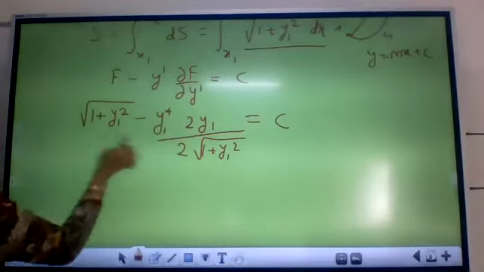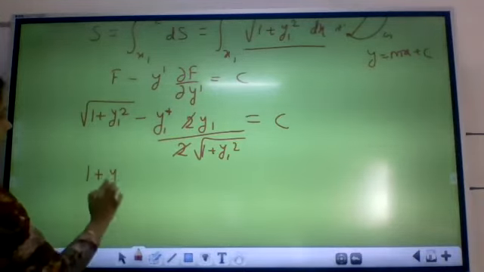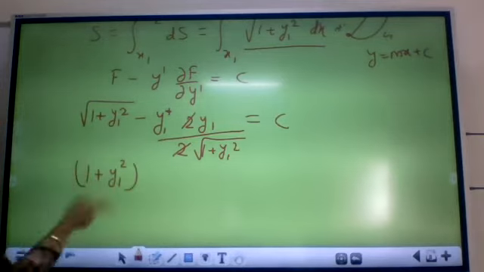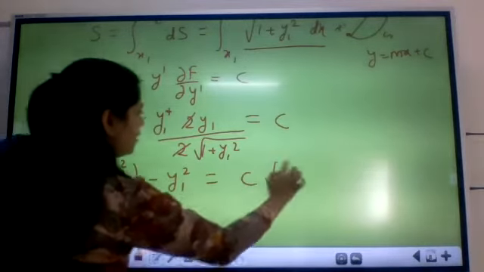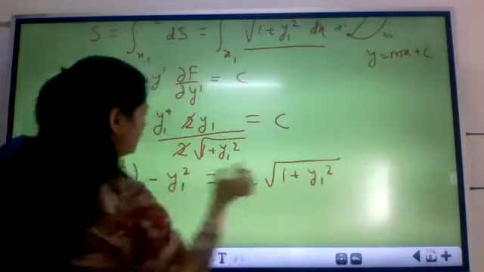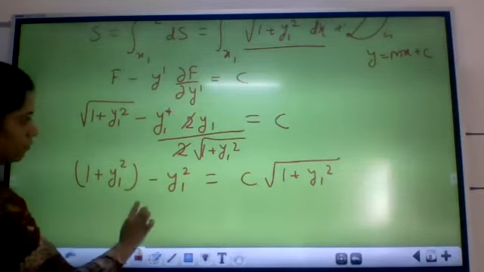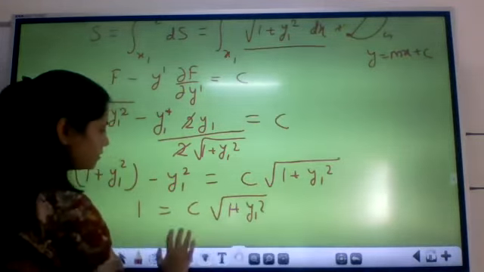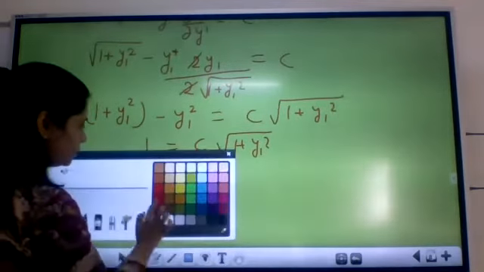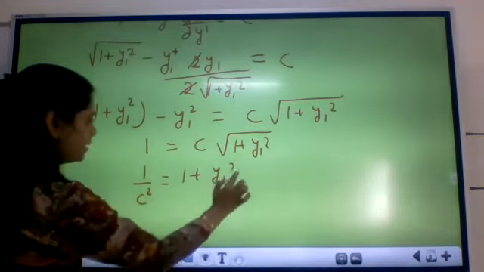Let us try to solve this. The 2 and 2 cancel. Bring it here: 1 plus y1 square under root. When you multiply, you will get this: minus y1 square is equal to c under root 1 plus y1 square. This went to the other side after taking the LCM. Now if you open the bracket, you see y1 square getting cancelled. So what you got is 1 is equal to c under root 1 plus y1 square. Now with simple algebra, I have got the differential equation. So 1 upon c square is equal to 1 plus y1 square.